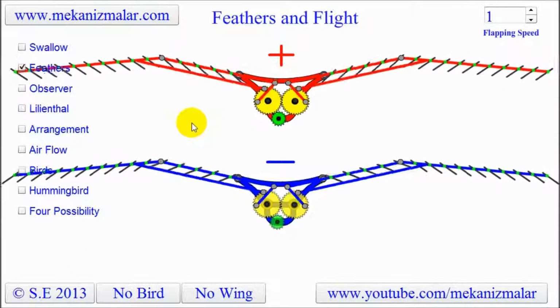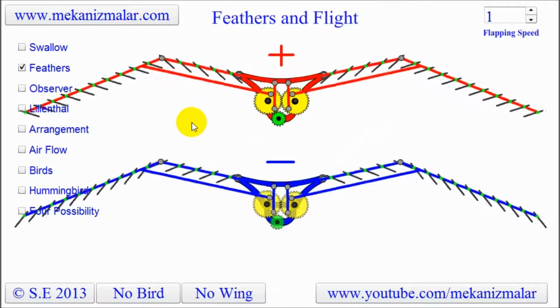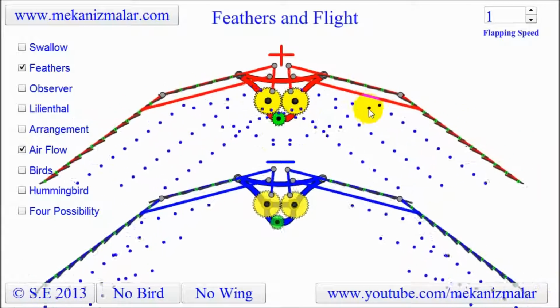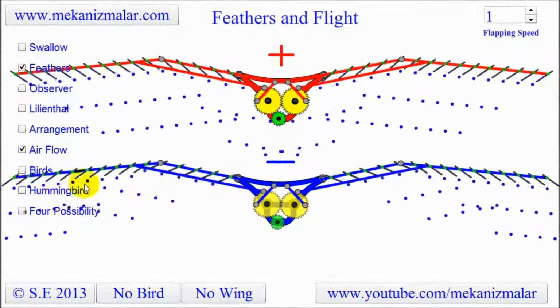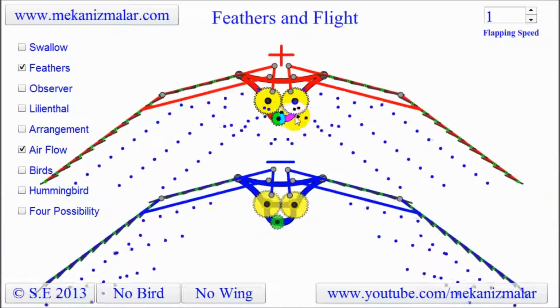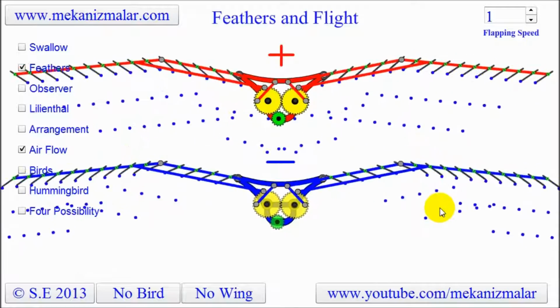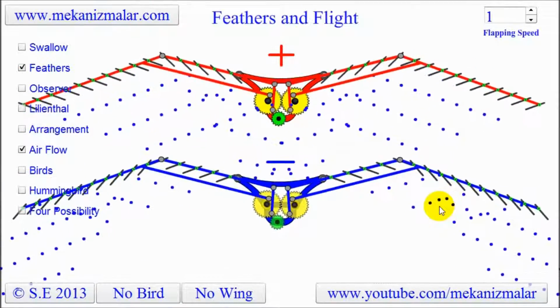As you can see from these animations, when the feathers are opened in the upstroke, the air is pushed toward under the bird's body for the red bird and away from the body for the blue bird. This is a vital difference, and here is why. Think for a moment that the blue bird is on the ground and a predator is approaching. The bird instinctively flaps its wings to take off.